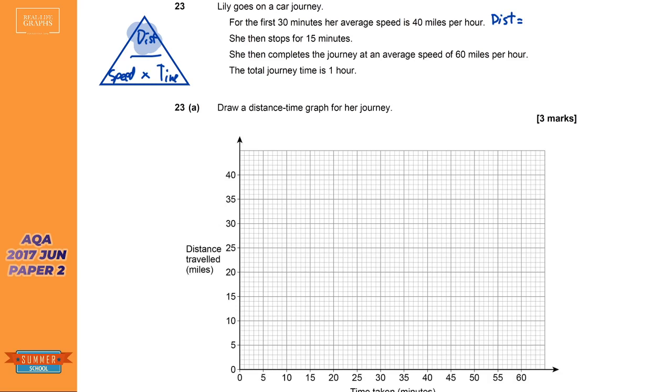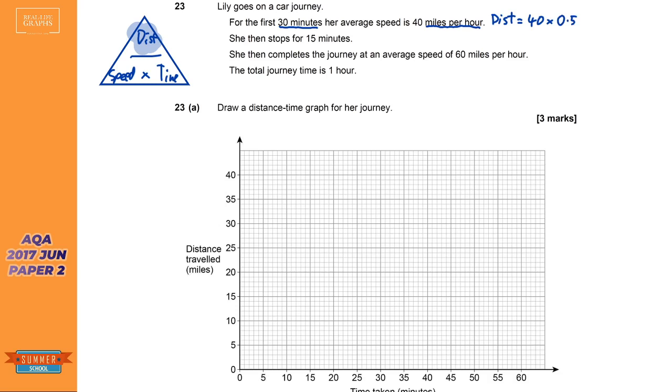The distance is the speed, which it says is 40 miles per hour, times the time. Now, we want the distance in miles, and the only way we can do this is if the time is in hours, because the units of speed are miles per hour. So 30 minutes doesn't help us, but we know that's half an hour. Okay, so we're just going to times it by a half.